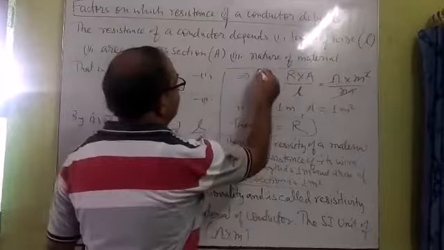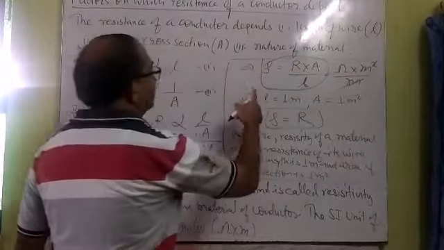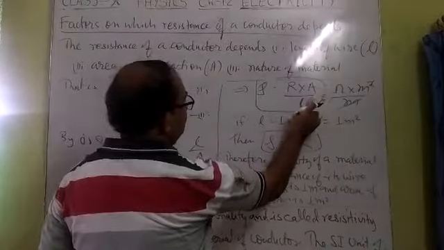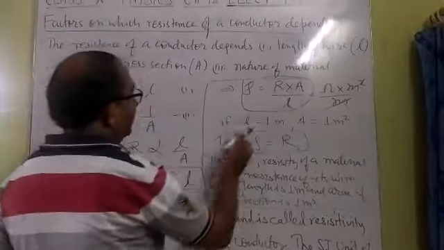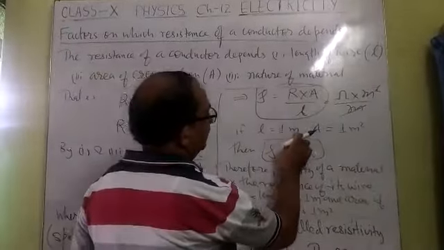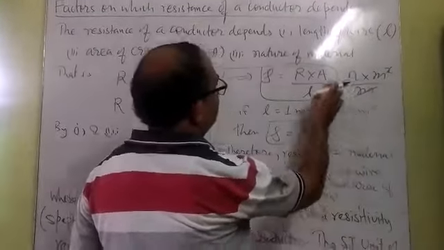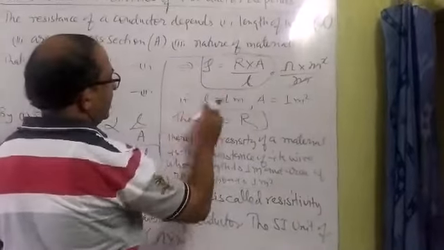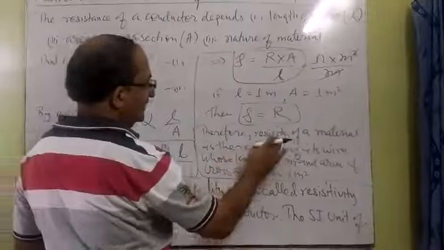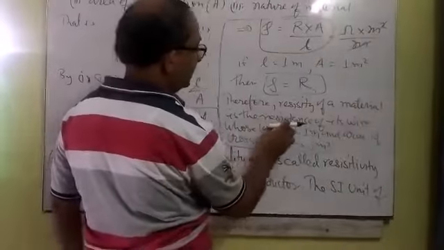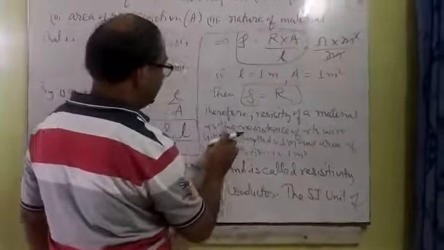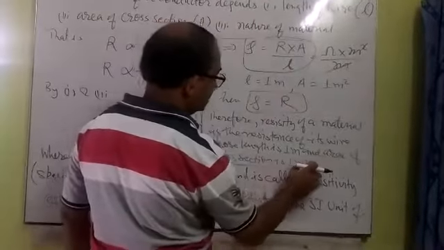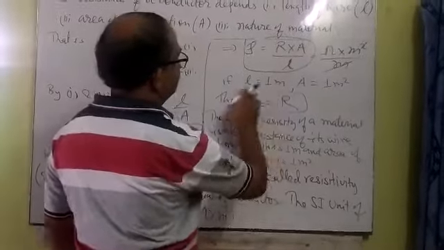Now we have to define the resistivity by this formula. The resistivity of the material is equal to the resistance when its length is unit and area of cross section is unit. It means if the length of the wire is 1 meter and the area of cross section is also 1 meter square, so we write L as 1, A as 1, and rho will be equal to R. So we can define the resistivity: resistivity of a material is the resistance of its wire whose length is 1 meter and area of cross section is 1 meter square. So this is the resistivity.